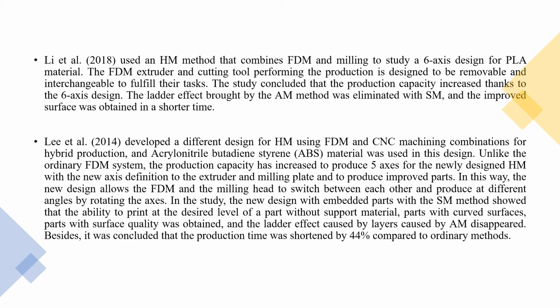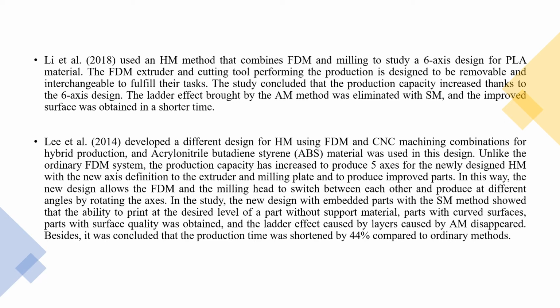Lee et al. used an HM method that combines FDM and milling to study a 6-axis design for PLA material. The FDM extruder and cutting tool performing the production are designed to be removable and interchangeable to fulfill their tasks. The study concluded that the production capacity increased thanks to the 6-axis design. The stair-step effect brought by the AM method was eliminated with SM, and the improved surface was obtained in a short time.